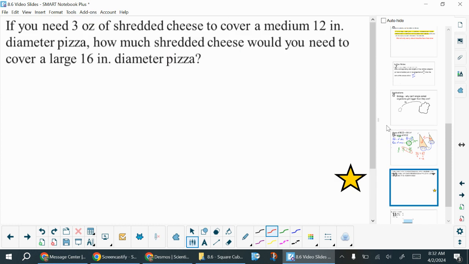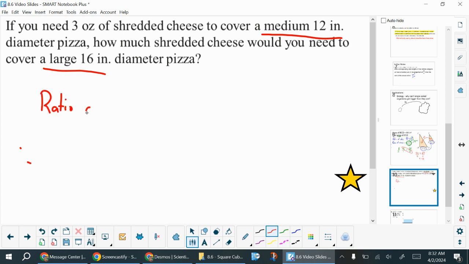You might see some sort of an application like this. This one might be a little bit more interesting to you. Talking about pizza. So if I have two different types of pizza. A medium pizza is 12 inches, a large pizza is 16, and I want to know about the cheese. Well, the cheese is an area thing. So I can't just look at my ratio of 12 over 16 and talk about the cheese. That's the ratio of the sides.